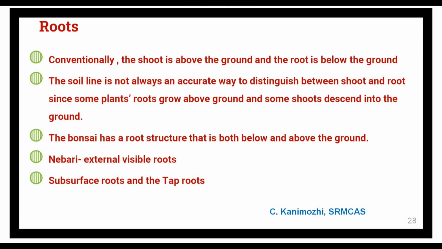You all know that conventionally the shoot is above the ground and the root is below the ground. But the soil line is not always an accurate way to distinguish where the shoot and where the root starts, since in some plants roots will grow above the ground and some shoots descend into the ground. Here in bonsai, they have a root structure that is both below and above the ground.